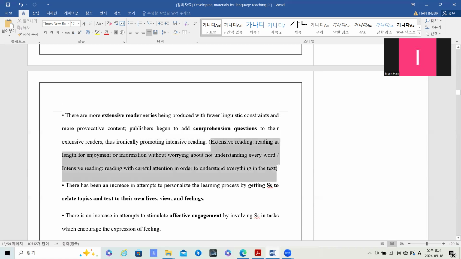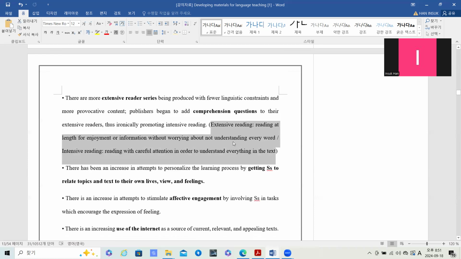These are the simple concepts of extensive reading and intensive reading. Extensive reading is reading at length for enjoyment or information without worrying about not understanding every word. But intensive reading is reading with careful attention in order to understand everything in the text. Of course, both extensive reading and intensive reading are very useful and important when we teach young language learners.